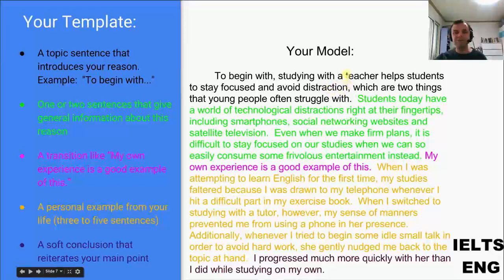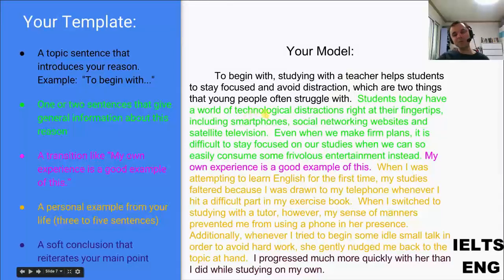It's a clear topic sentence. It's concise. It's to the point. And the grader now knows that the rest of my paragraph is going to discuss how studying with a teacher helps students to stay focused. I continue with a few more sentences that provide more information about what I mean by this.